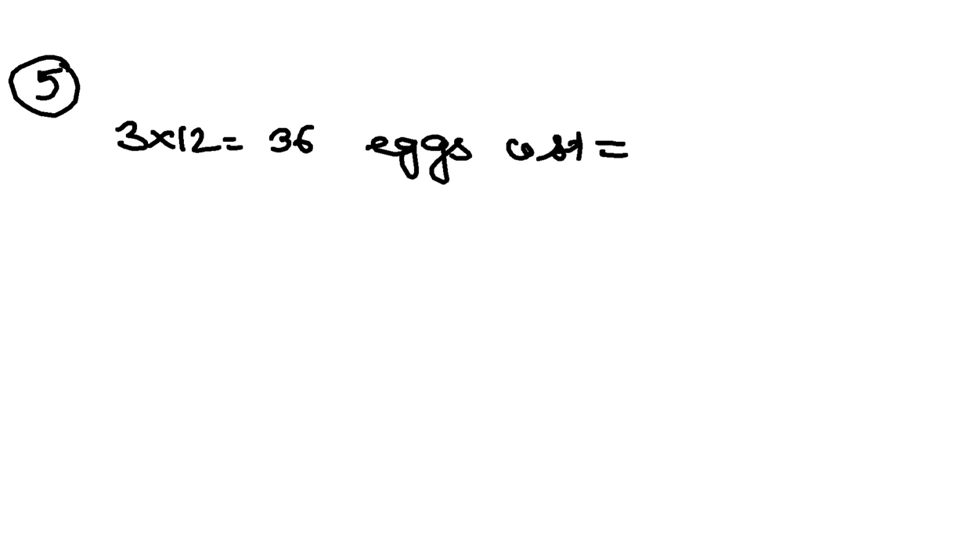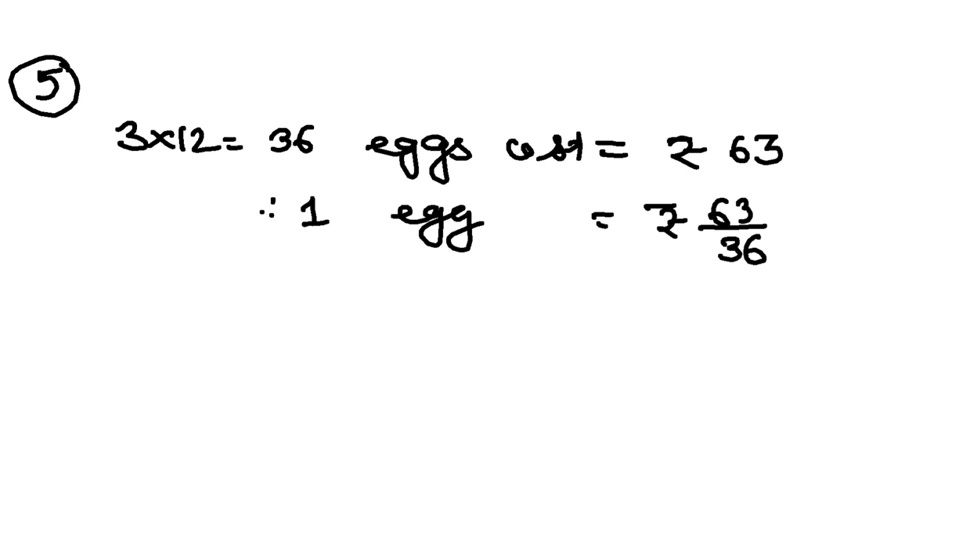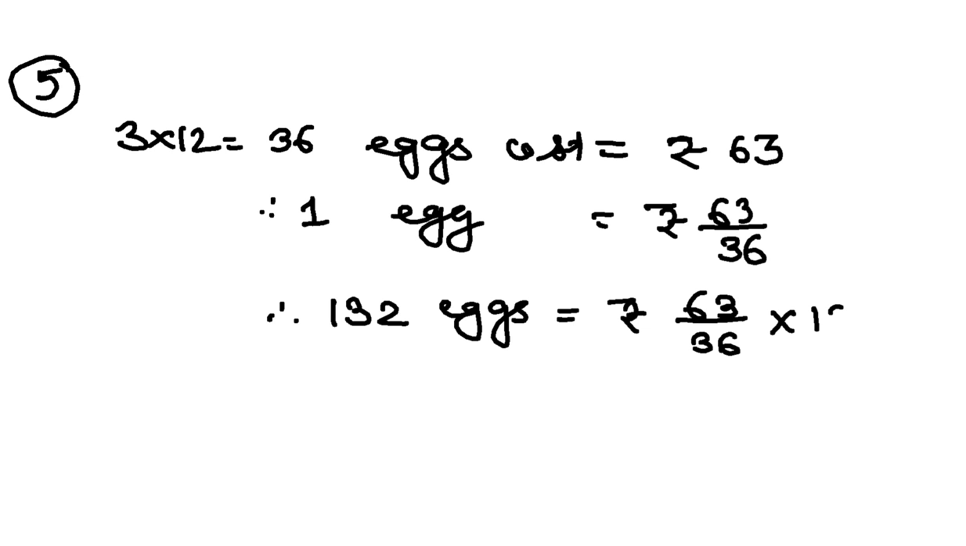Now this is slightly interesting. 3 dozen eggs are bought for rupees 63. Now 3 dozen means how many? 1 dozen means 12. So 3 dozen means 3 into 12, that is 36. 36 eggs cost rupees 63. So 1 egg will be rupees 63 by 36. How many eggs you have to find? 132 eggs. 132 eggs will be 63 by 36 into 132.